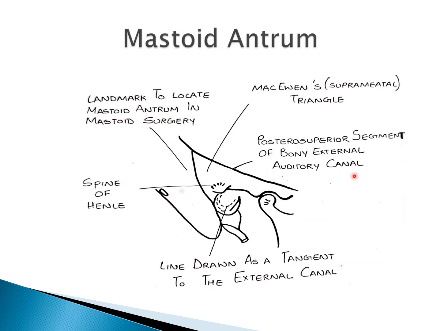Now the mastoid antrum. It is the largest air cell, and McEwan's triangle is present over the temporal bone. It is also called the suprameatal triangle, which is basically a landmark to locate the mastoid antrum during mastoid surgery. So in any surgery where we have to open the mastoid antrum, for example cortical mastoidectomy, we start drilling at this area, that is McEwan's triangle, also known as the suprameatal triangle.